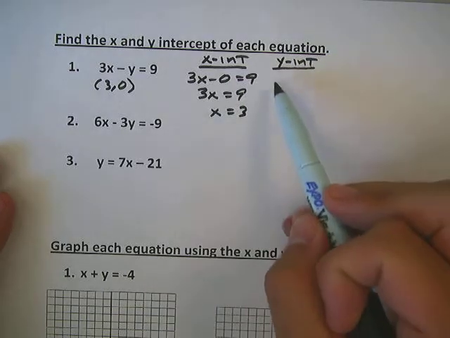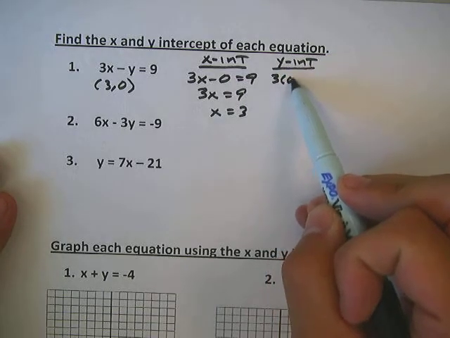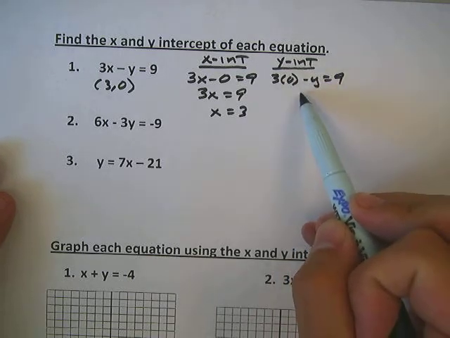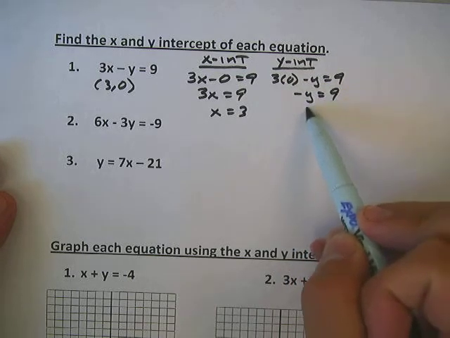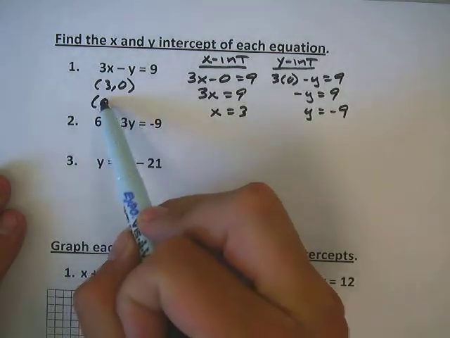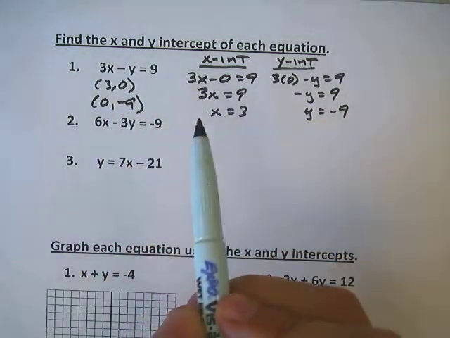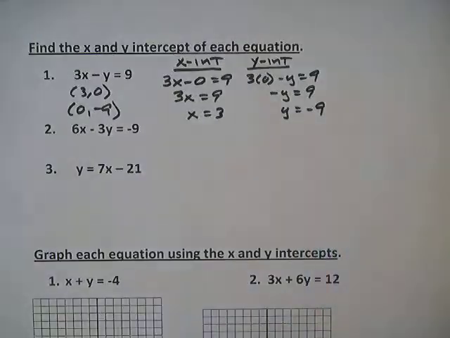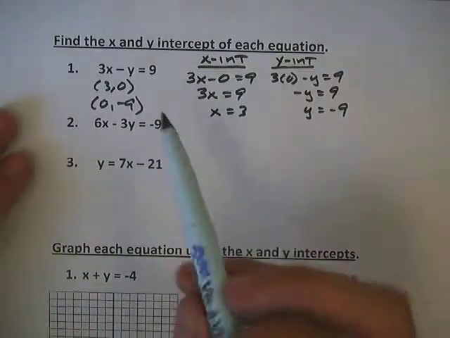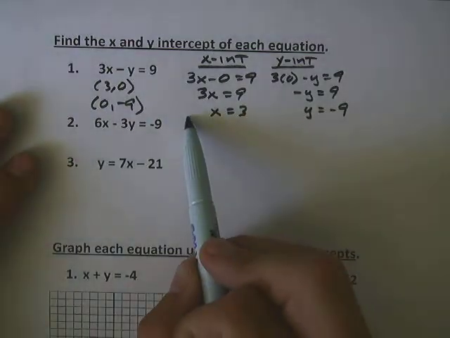Now the y-intercept, if we're going to do that, I would plug in 0 for x. So 3 times 0 is 0. So I get negative y equals 9. So y is negative 9. So again, if you're talking about the y-intercept, you can just say y is negative 9, or you can write it as (0, -9). Okay, pretty straightforward. Let's try the next one.